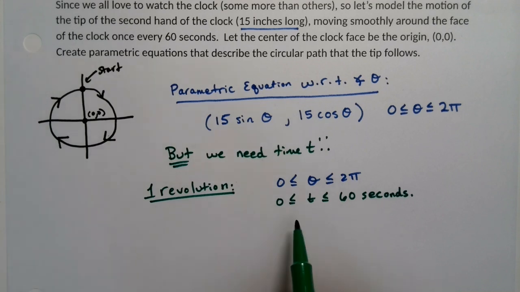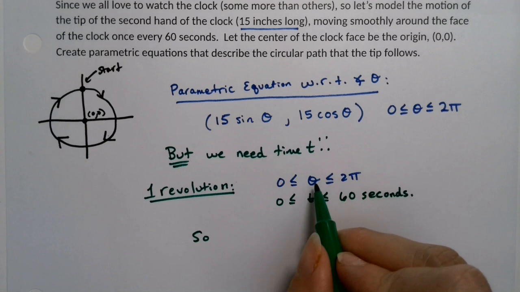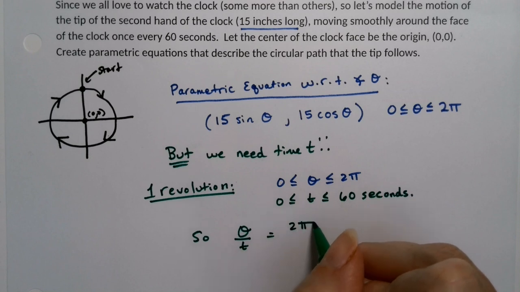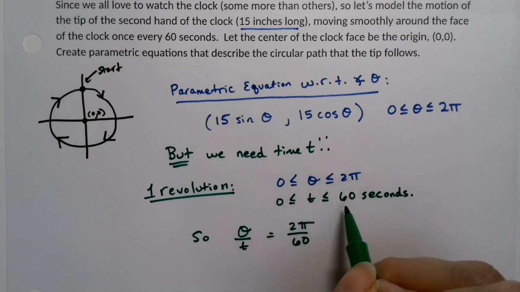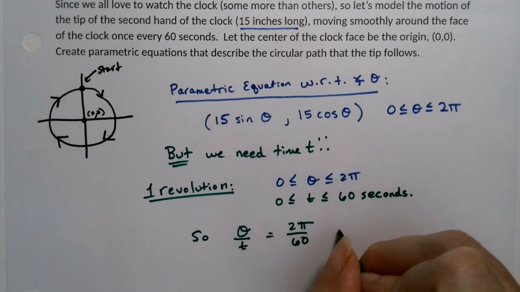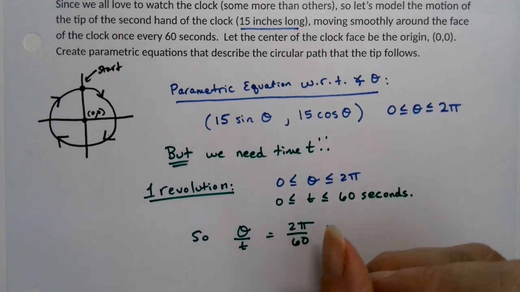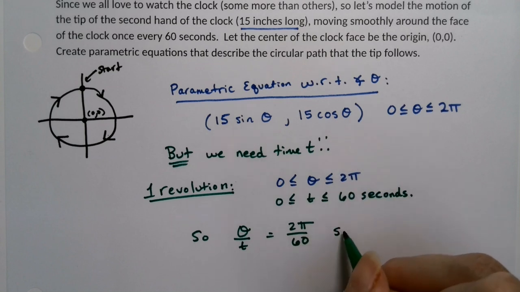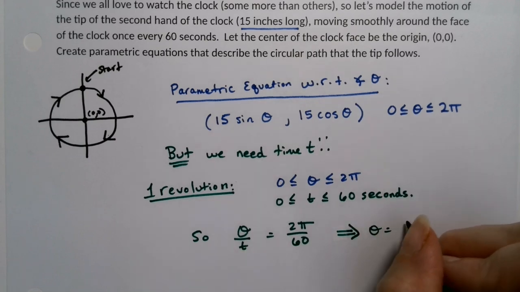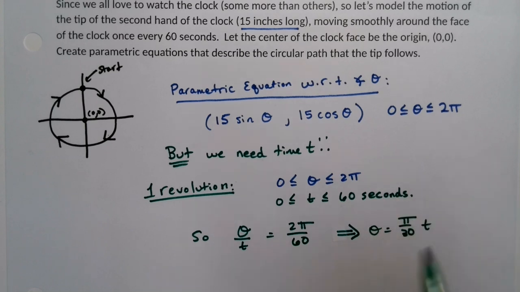All right, that means that we can set up a relationship. Theta is to time as 2 pi is to 60. Or you can say theta is to 2 pi as t is to 60. And it'll work either way. It's a proportion, so we're setting up proportional reasoning here. I want to solve this for theta because I want to be able to substitute in. That implies theta is equal to pi over 30 times t.